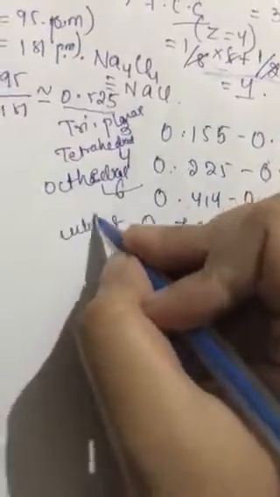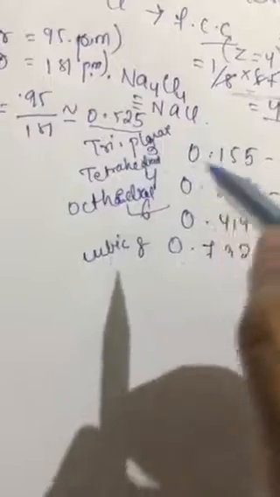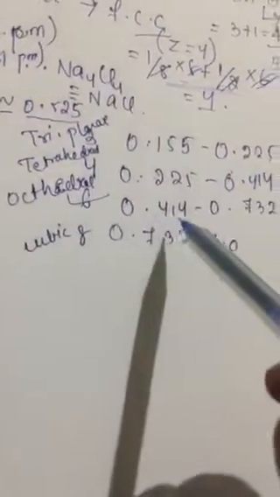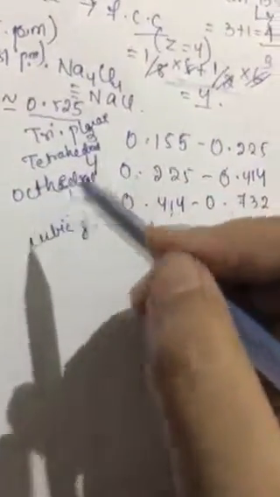This was trigonal planar. This was tetrahedral. This was cubic. Octahedral, cubic, tetrahedral, trigonal planar. We have our value 0.525 within the range of 0.414R to 0.732R. So it's the arrangement of octahedral.